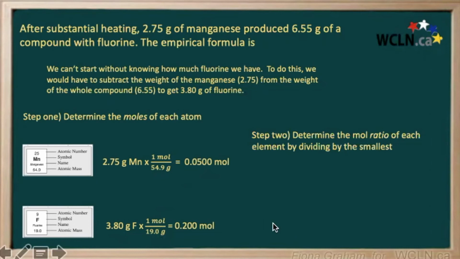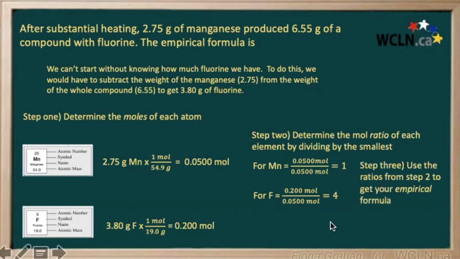Now in step 2, we need to determine the molar ratio of each of these elements by dividing the answer that we got by the smallest amount of moles that we found. So for manganese, of course, we divide it by itself, we will get 1. That makes sense. And for our fluorine, we have 0.2 moles divided by our 0.05 gives us 4. So that shows us how these relate to each other. From that, we can write our empirical formula where we'd have MnF4, so a manganese fluoride.